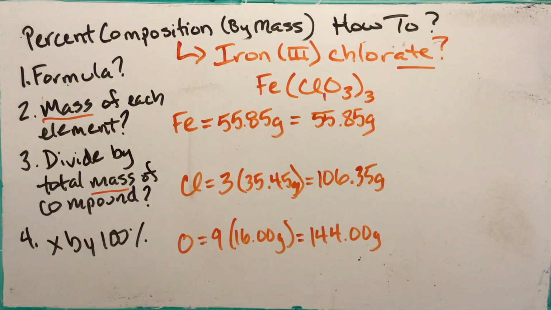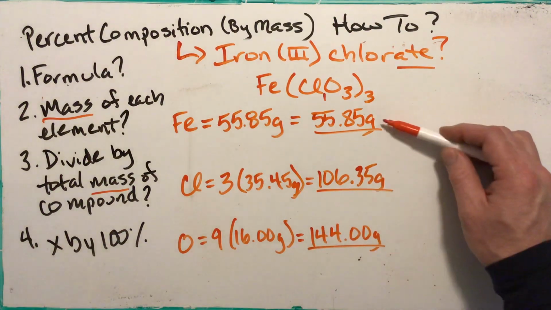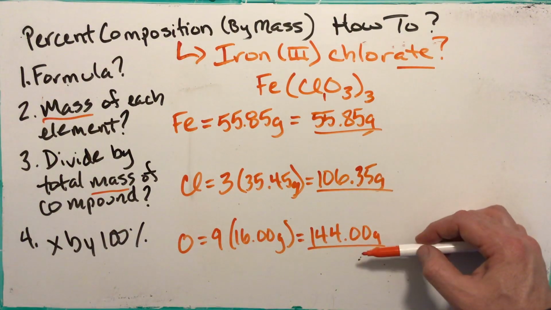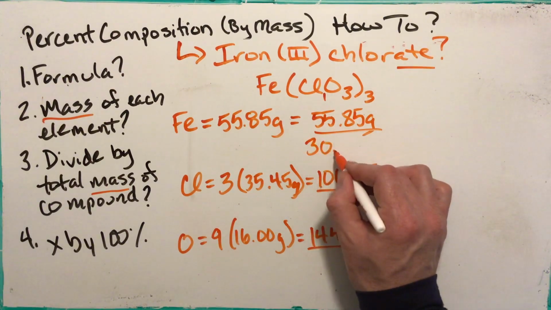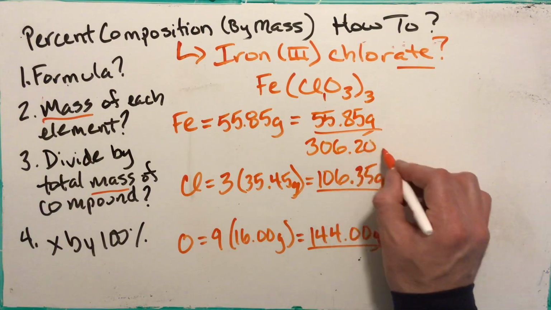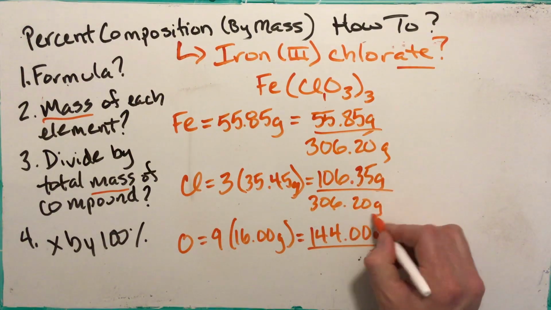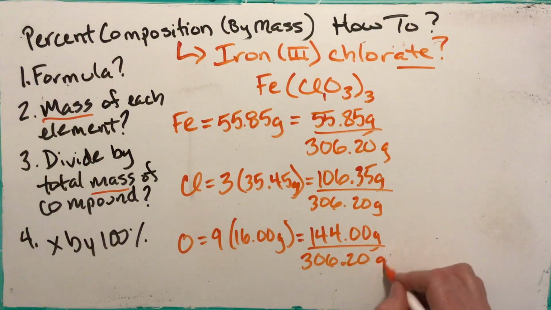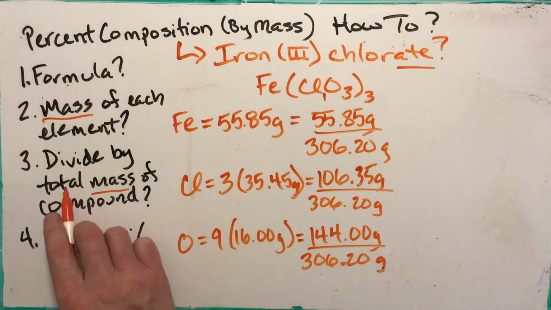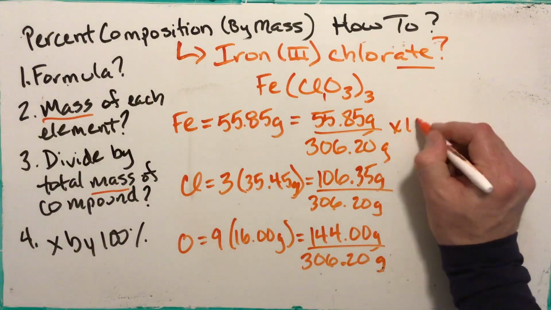All right. Divide by the total mass of the compound. So now I'm doing my dividing. I add these three numbers up, and it ends up being 306.20 grams. Divide by the mass of each element. Check, check, check. Multiply by 100%.